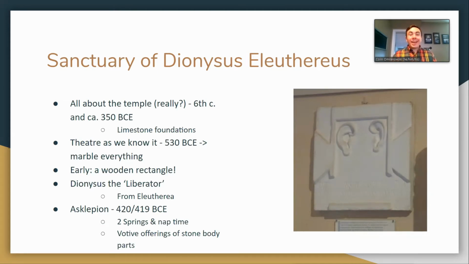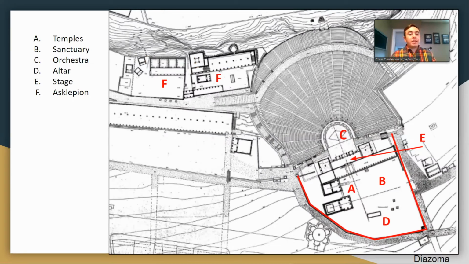Unfortunately, there's not much of the temples remaining. The theater, as we know it, in the giant fan shape, dates to about 530 BCE, and marble everything. Originally it would have been some sort of funky wooden rectangle, very different from what we think about. The epithet given to the theater is Dionysus Eleutherius, Dionysus the Liberator, from a city called Eleutheria. The Asclepion is built next to the theater about 420, 419 BCE.